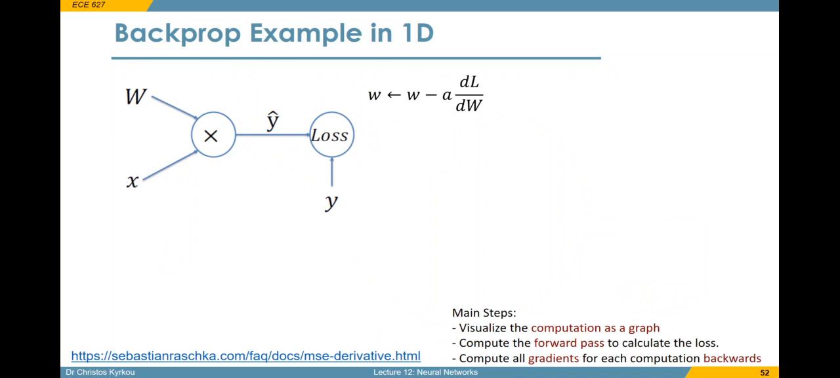Here is an example of backpropagation in one dimension. This is a very simple node just to illustrate the process. First, a reminder that the weight is updated based on the learning rate and the value of the derivative of the loss with respect to the weight.